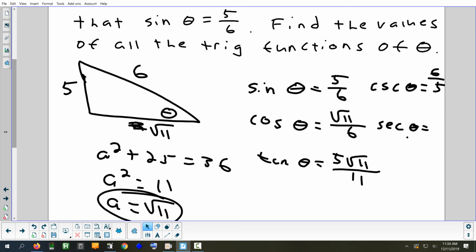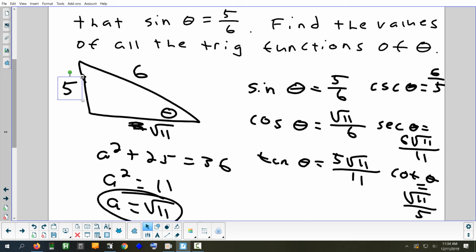Yeah, I'm just going to put it over here. And this one, you might say, well, how should I get the tangent? Should I just flip this? No, I would think about it the way it was originally. It was 5 over the square root of 11, so it's the square root of 11 over 5. Cotangent equals square root of 11 over 5.